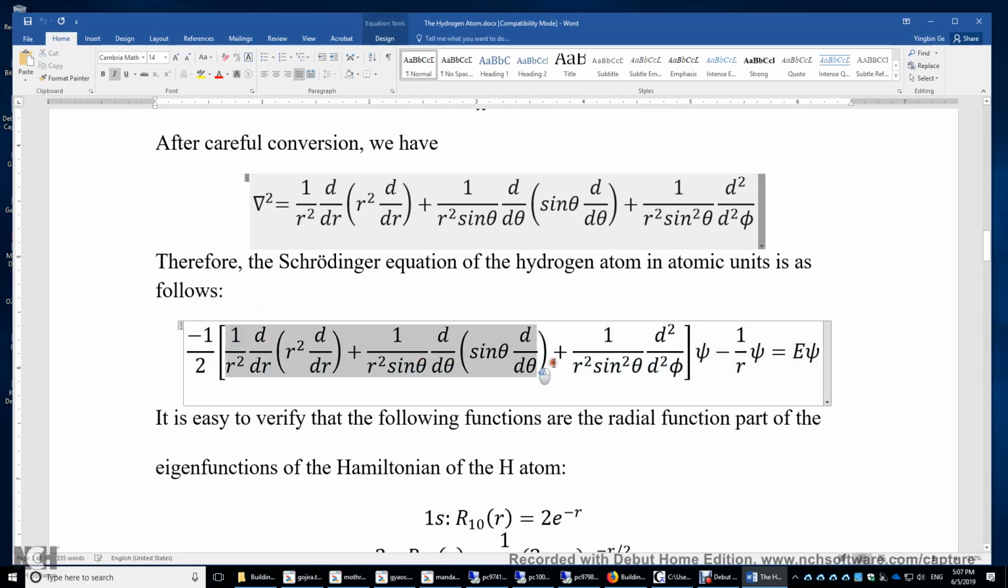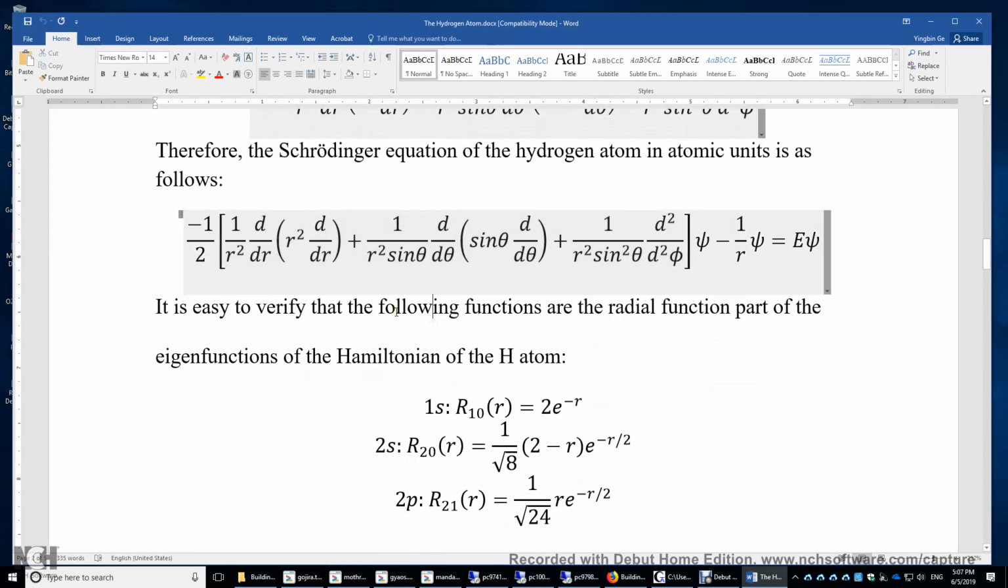We have this in the square bracket as the Laplace operator. Negative 1/2 times this is the kinetic energy operator. Negative 1 over r is the attraction between the electron and the nucleus. Again, the kinetic energy of the nucleus is much smaller than the kinetic energy of the electron, and thus is neglected here.